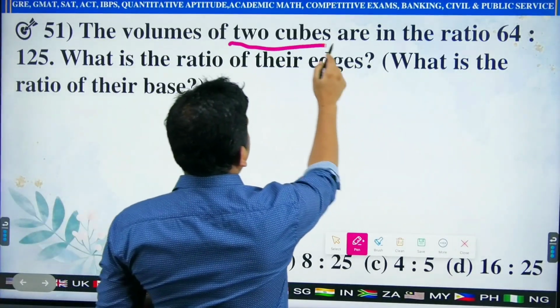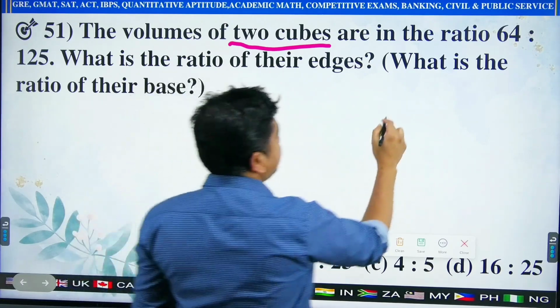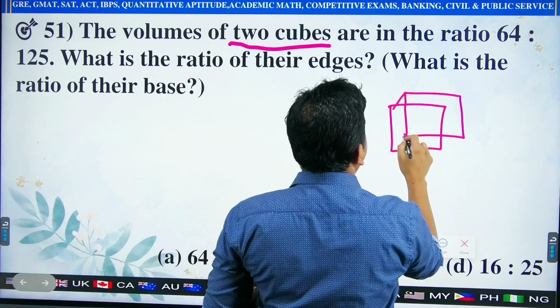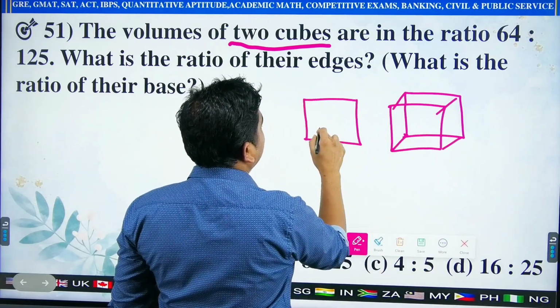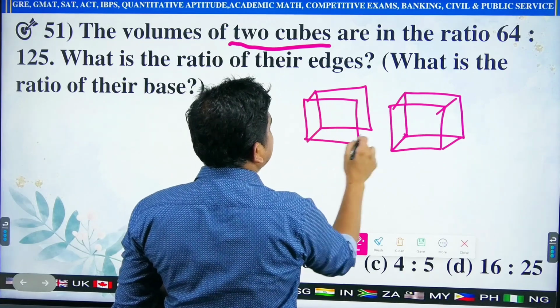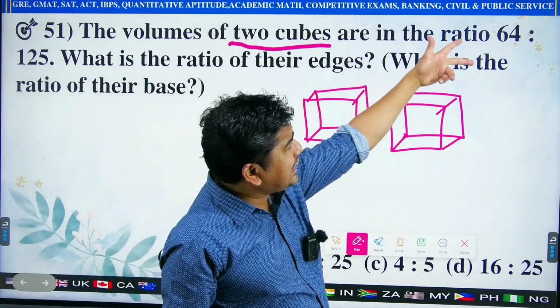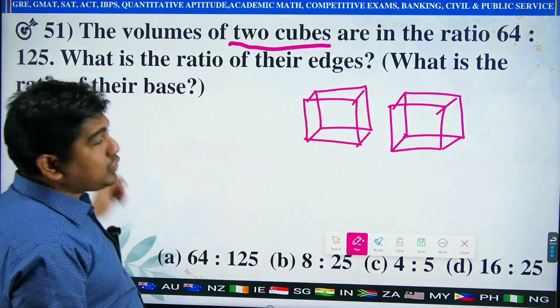Okay, the volume of two cubes. There has been said about the volume of two cubes. Suppose there are two cubes. This one is a cube, and this one is another cube. There are two cubes in the ratio of 64 and 125.